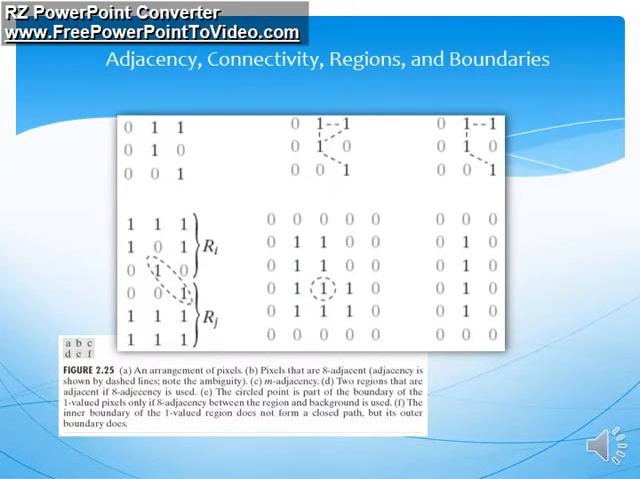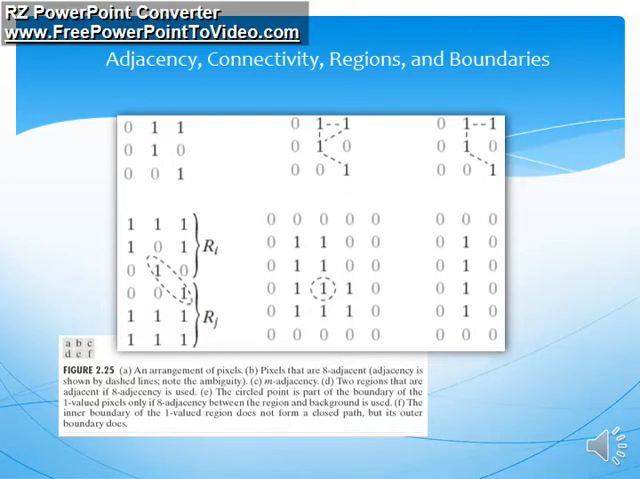Now from these examples we can see an arrangement of pixels is given, and pixels that are 8 adjacent, where adjacency is shown by the dashed lines in the second image, and for the third image the N adjacency has been shown. For the fourth image, two regions are adjacent if 8 adjacency is used. In the middle image of the second row, the circled point is part of the boundary of the one-valued pixels only if 8 adjacency between the region and background is used.